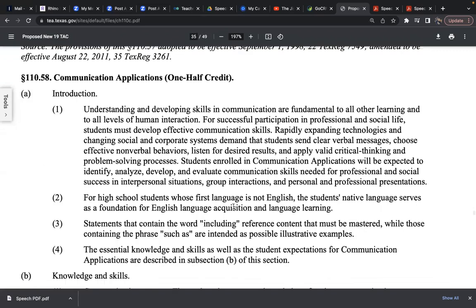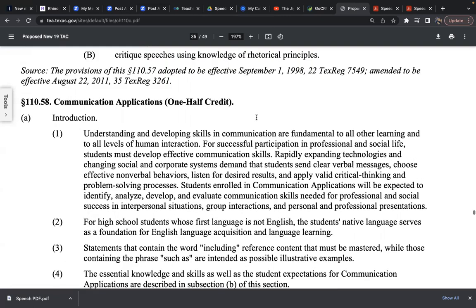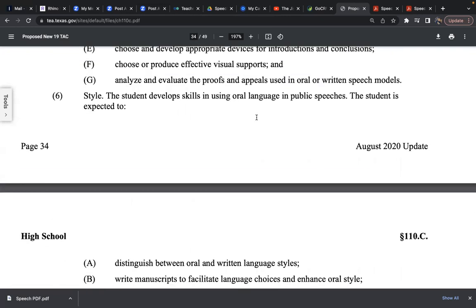Here's communication applications. You also have to do this one. For this one, at the end of each paragraph, just off to the side, it says what it's mostly about. Understanding and developing skills in communication are fundamental for all other learning and to all levels of human interaction for successful participation in professional and social life. So this one is more professional and social life. The other one, public speaking, was about the public domain, public discourse and civil participation.